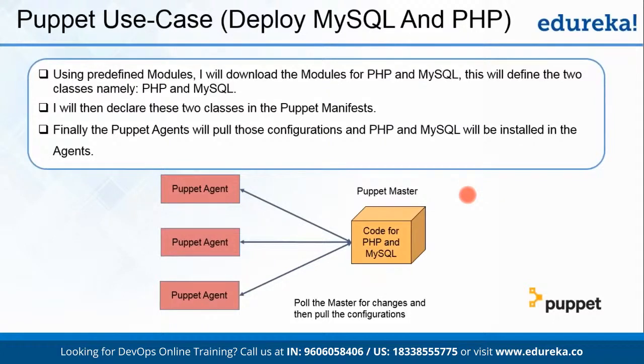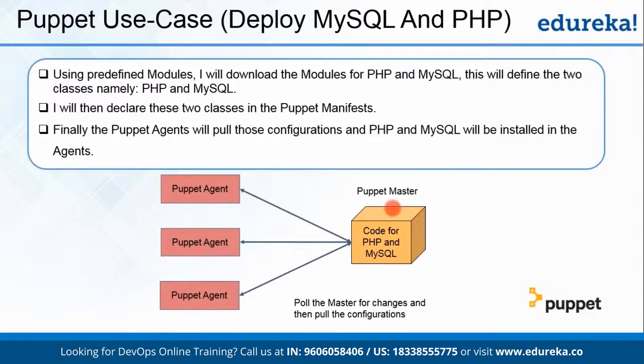Now you cannot deploy the class directly onto the nodes. So what you need to do is, in a Puppet manifest, you need to declare those classes. Whatever class you have defined, you need to declare those classes. I'll tell you what manifests and modules are, so you don't need to worry about that. I'm just giving you a general overview of what we are going to do in today's session. So you just need to declare those two classes, that is PHP and MySQL, and finally just deploy that onto the nodes. It is that simple, guys.